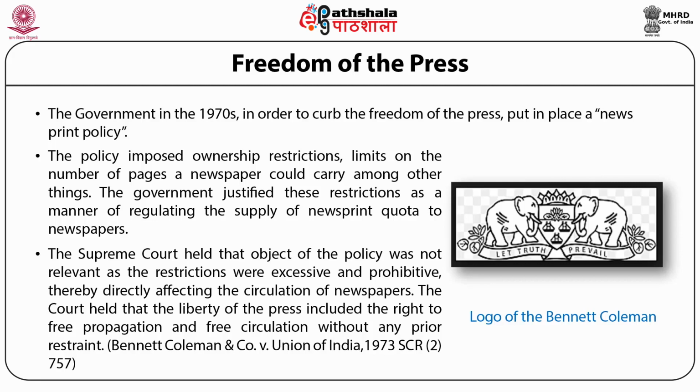The court held that the liberty of the press included the right to free propagation and free circulation without any prior restraint. This is a very important sentence in the judgment of the Supreme Court. They said free propagation and free circulation without any prior restraint. By imposing the amount the newspapers could publish, what the government of the day was essentially doing was also restricting what they could publish. And that was a direct violation of the freedom of the press that is granted implicitly in Article 19(1)(a).